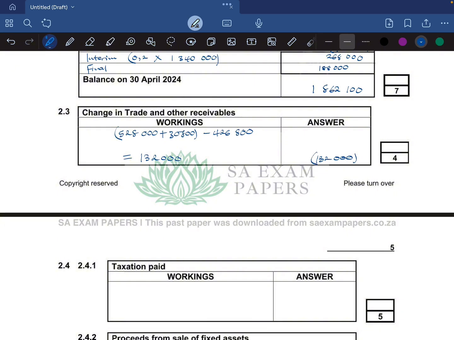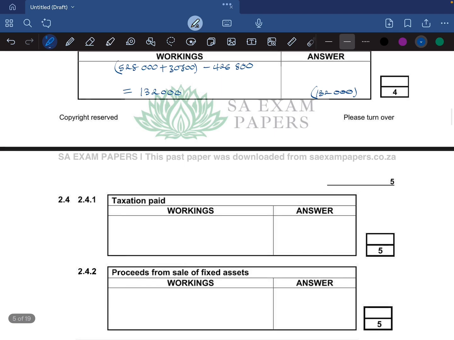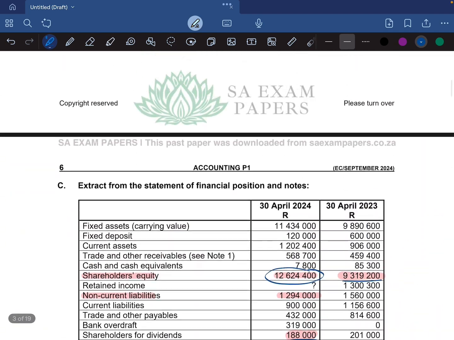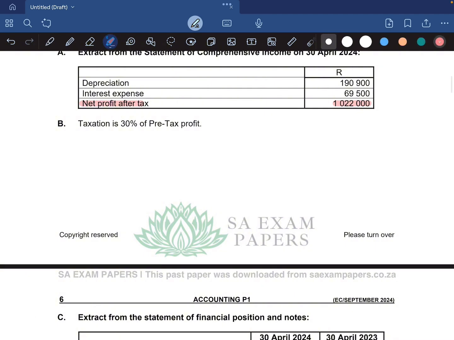And then with the taxation paid, our starting point should be information B, where we are told that taxation is 30% of pre-tax profit. So pre-tax profit is just a fancy way of saying net profit before tax. I don't know why they use pre-tax profit, never heard of that, but nonetheless, it's the same concept. It's net profit before tax.